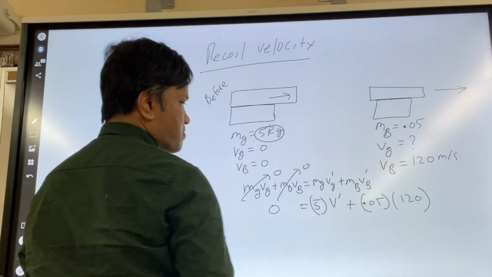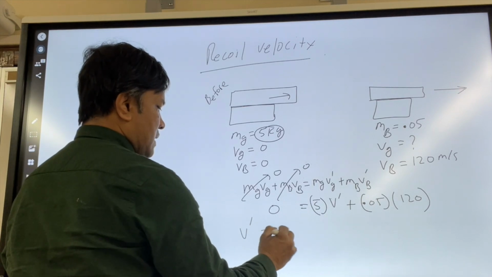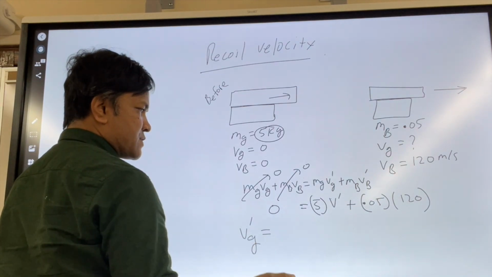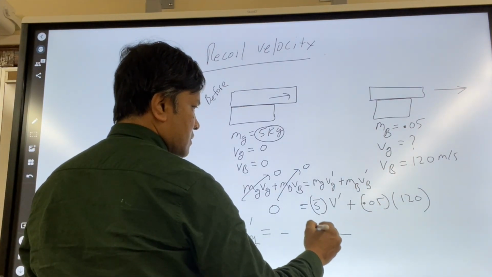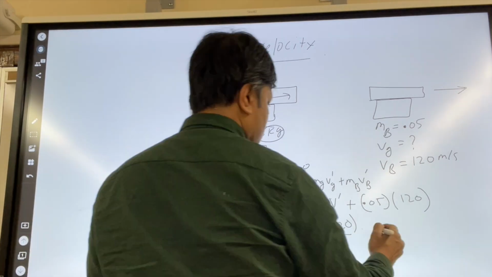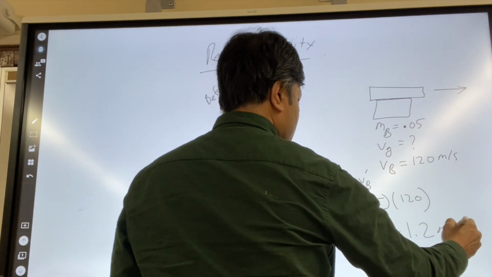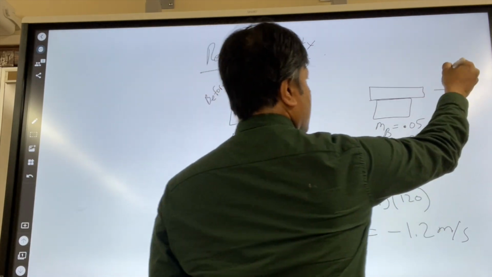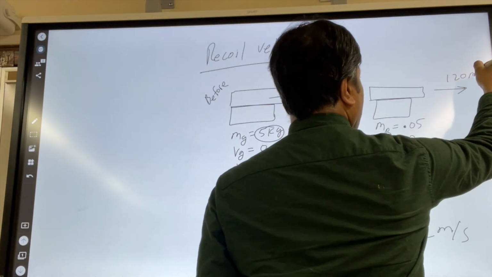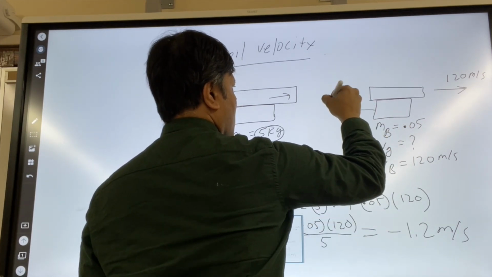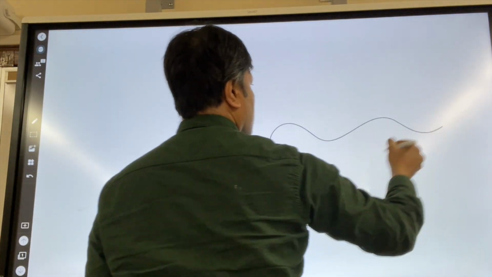Okay? So the velocity of the gun after the bullet leaves the gun is negative 0.05 times 120 divided by 5. So the bullet is gonna go this way, 120 meters per second, and the gun is gonna go this way, 1.2 meters per second.